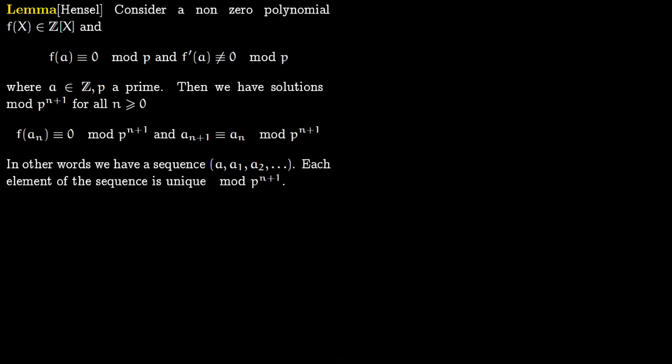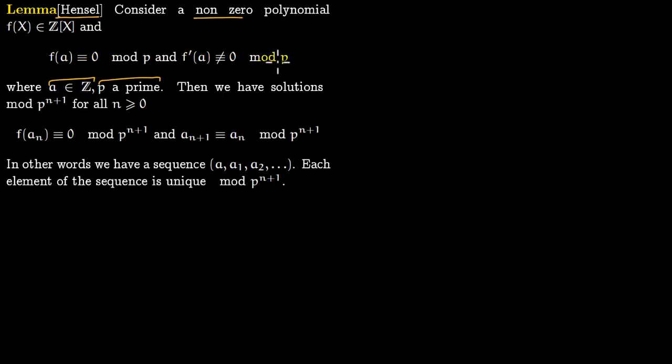In this lecture, we describe Hensel's Lemma and use it to construct a lot of p-adic expansions. So let us start with the Hensel's Lemma statement. Say you have a non-zero polynomial with integer coefficients and you are given a root of the polynomial modulo p. So this a is an integer and this p which you are modding out by is a prime, and the derivative at our root is non-zero modulo p.